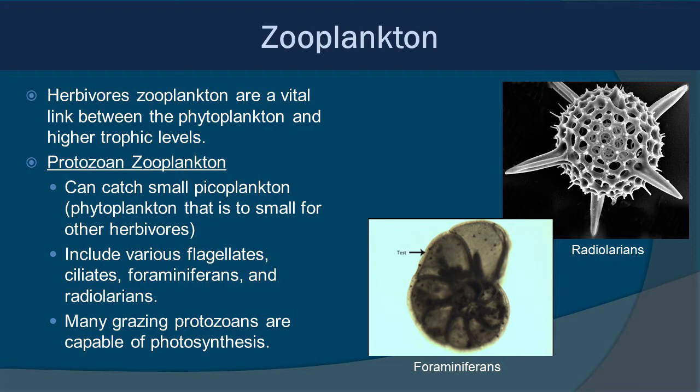And there are various different individual species in this group. We're talking about various different flagellates, ciliates, foraminiferae, and radiolarans. You don't have to remember all of those, but just understand there's a category of them. And they're also a little weird because some of them are actually also capable of photosynthesis themselves.